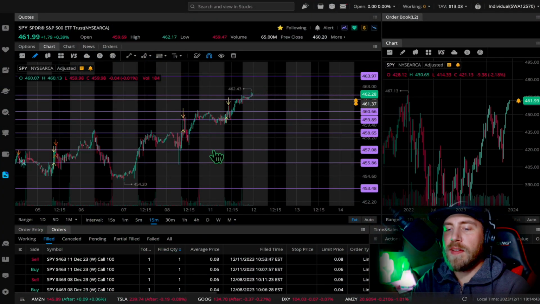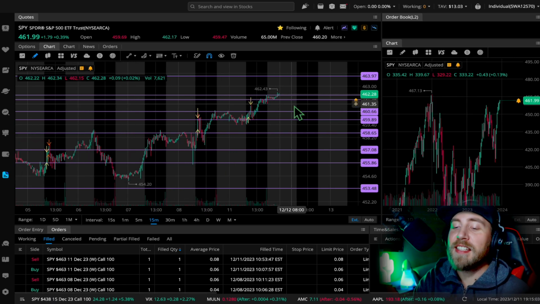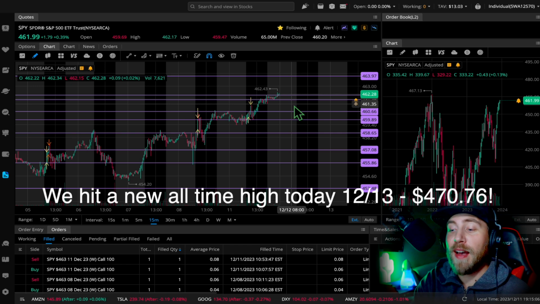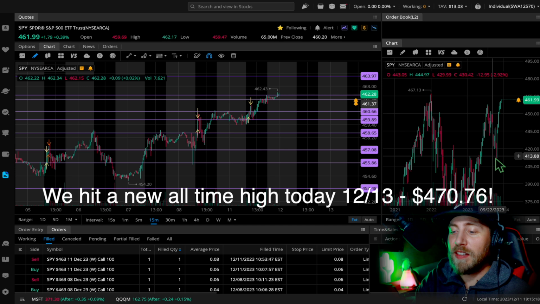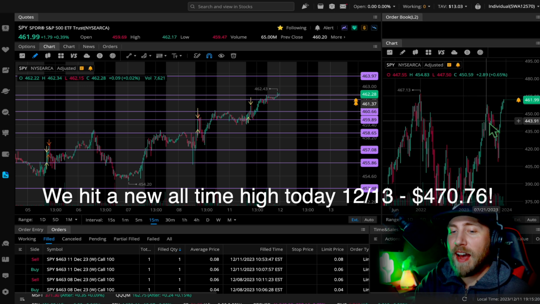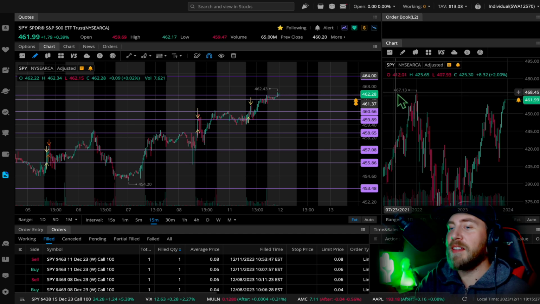We are looking at the 15-minute chart here. We are so close to hitting all-time highs on the SPY. I can barely believe it, but feast your eyes. Looking at the weekly chart right here, we hit a high today of 462.17, and you can see that all-time high just a little less than $5 away from where we were today.